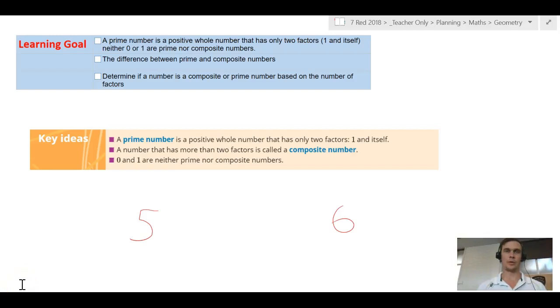This video is going to be all about prime and composite numbers. Now we have our learning goals over here on the side, so the three things that we need to make sure you will understand by the end of this video lesson.